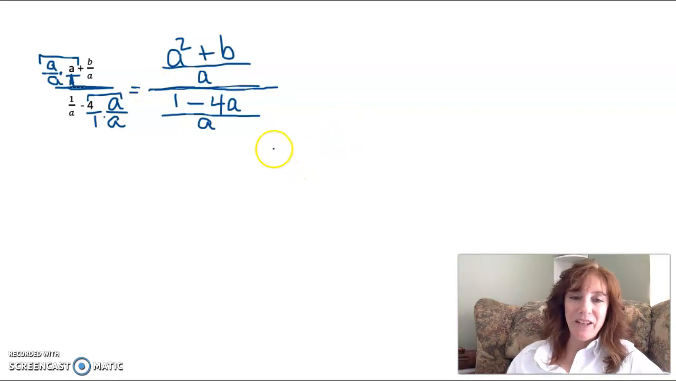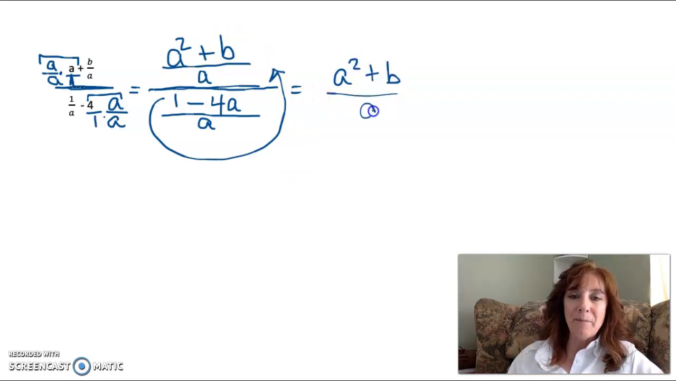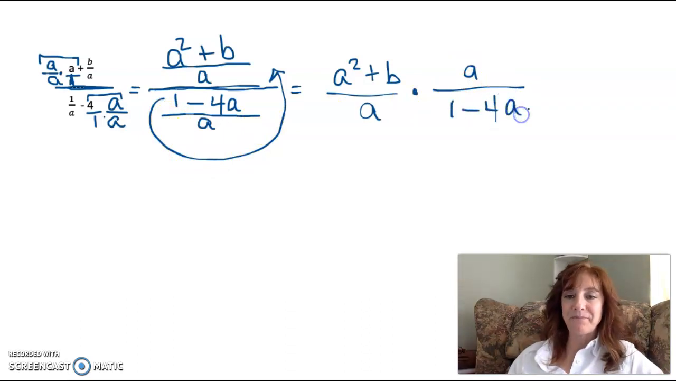Now I can use my fun trick and take the denominator and flip it and multiply it times my numerator. Because remember, when a fraction is divided by a fraction, you can flip the second one and multiply. I'm going to rewrite this. My numerator, a squared plus b over a, can now be multiplied by the flipped denominator, 1 minus 4a.